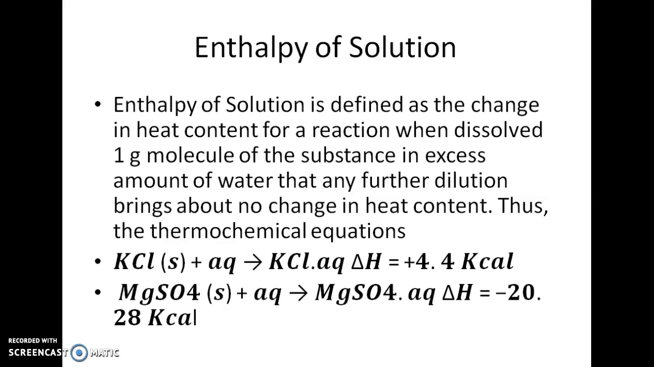In the first equation, it is potassium chloride in water. In aqua, meaning in presence of water, it gives the potassium chloride solution, and that is going to give the change in enthalpy. The value is plus 4.4 kilocalorie. Similarly, you can take the example of magnesium sulfate also, which gives the change in enthalpy value, delta H, of minus 20.28 kilocalorie.